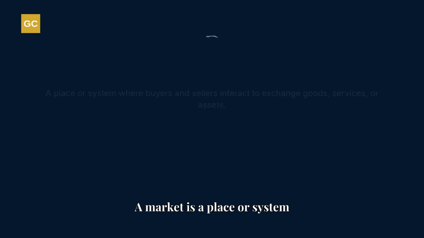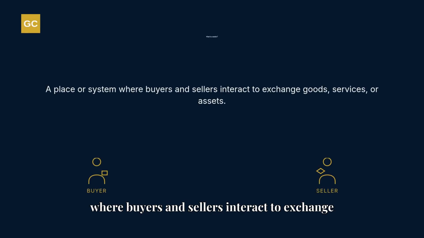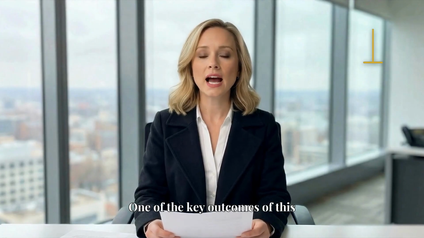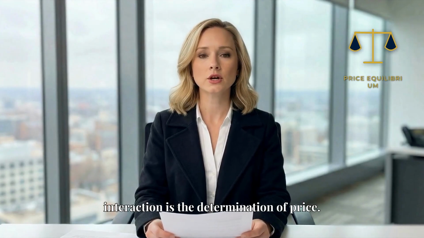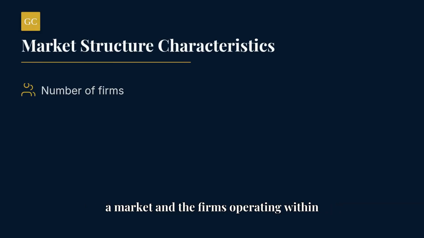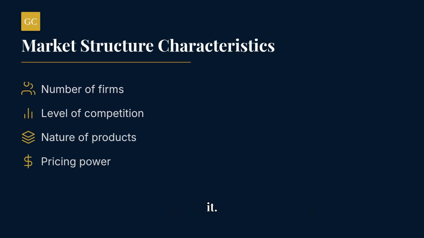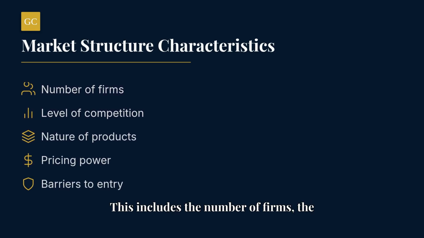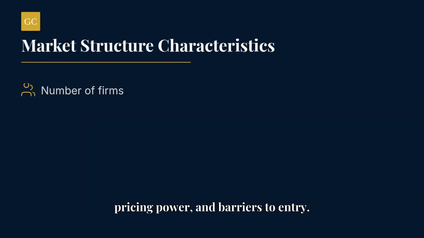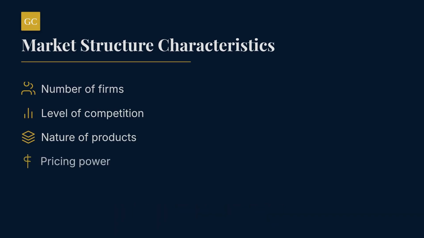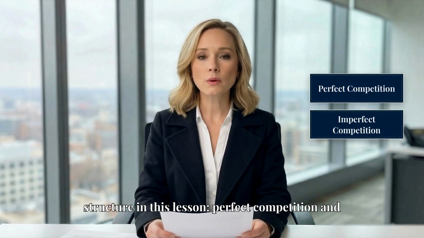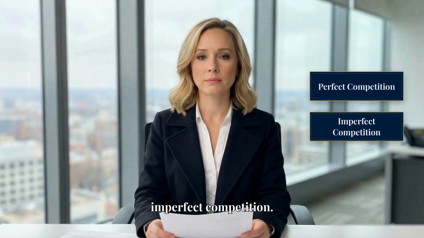A market is a place or system where buyers and sellers interact to exchange goods, services, or assets. One of the key outcomes of this interaction is the determination of price. Market structure refers to the characteristics of a market and the firms operating within it. This includes the number of firms, the level of competition, the nature of the product being sold, pricing power, and barriers to entry. There are two main types of market structure in this lesson: perfect competition and imperfect competition.